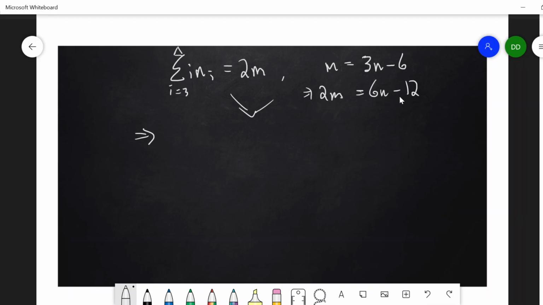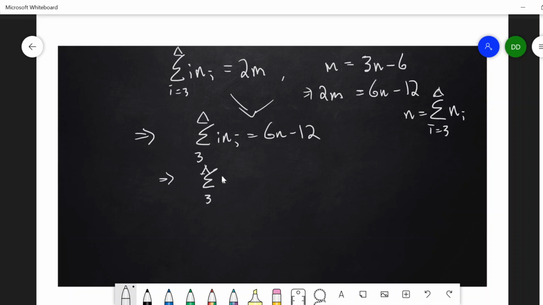twice the number of edges is equal to 6n minus 12, so I have the sum of i n sub i from 3 to delta is equal to 6n minus 12. Now, this n, I want to get this as a sum. Think about this in terms of the n sub i's: if I just add up the number of vertices of each degree, I should get the number of vertices. And so I'm going to swap that out. So this tells me I have the sum from 3 to delta of i n sub i is equal to 6 times the sum from 3 to delta of n sub i, minus 12.